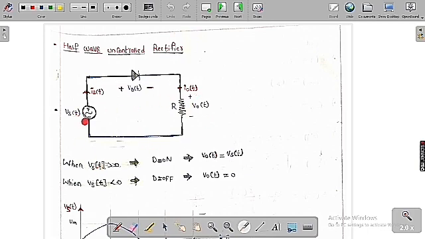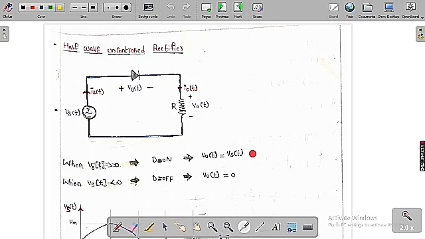When Vs of t is greater than 0, the diode is on. Whenever the diode is on, the output voltage is equal to the input voltage, which is Vo of t equal to Vs of t, which means the diode voltage is equal to 0 at that time. When Vs of t is less than 0, the diode is reverse biased, which means the diode is off. So the circuit is open, and therefore the output voltage is equal to 0.